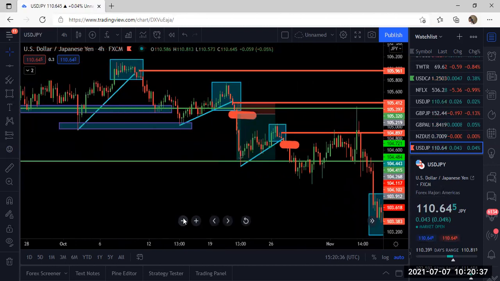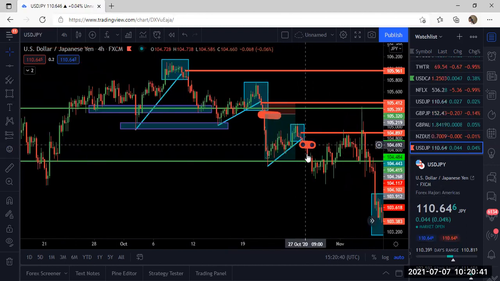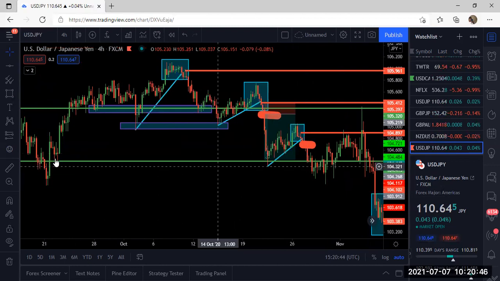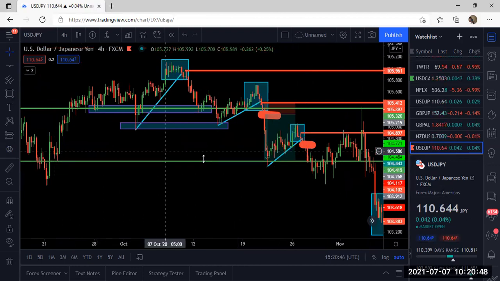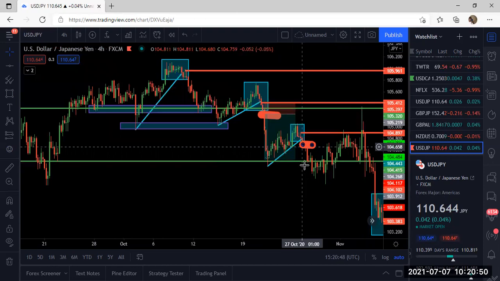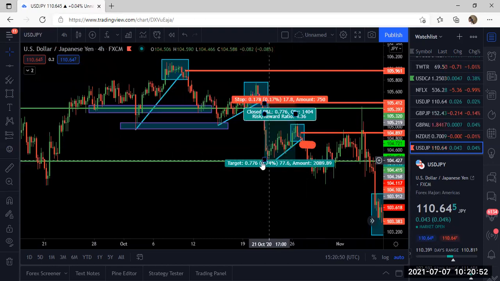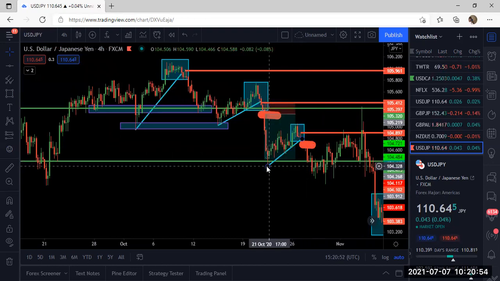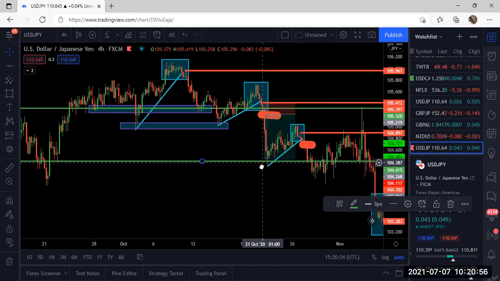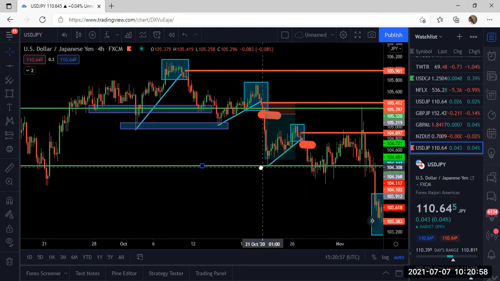How am I supposed to know when I'm going to get out? All right, so I enter right here and it's pushing down lower. If I look to the left, I can see it rejected. So I can either get out right here, or when it's pushing lower, I can look to the left and see it rejected around this area. I can put my take profit right here and get out.